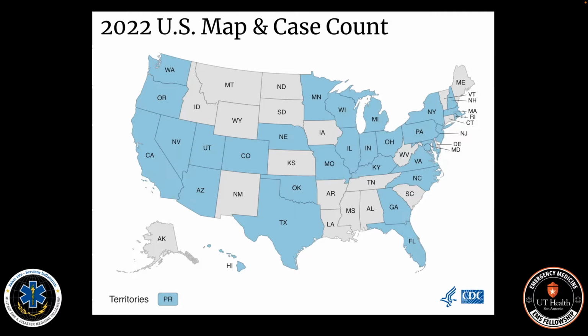This is an updated map of all the affected cases in the United States as of the recording of this video. There are 12 reported cases in Texas, however, none are reported in San Antonio at this time.